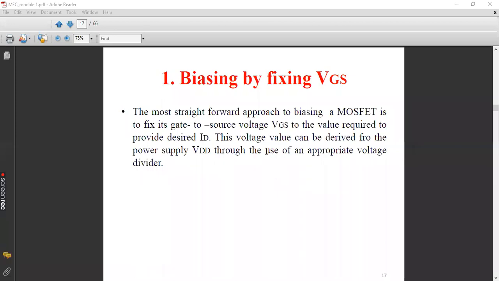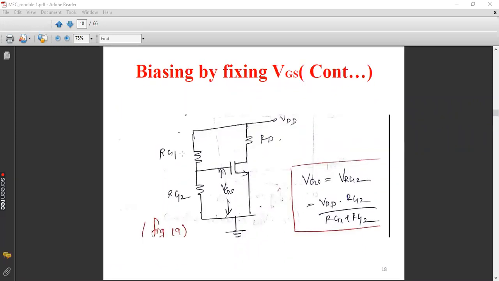Please recall why you are going for biasing: to maintain a constant drain current irrespective of any variation in input signals, input voltage. This is the circuit that we have to fix VGS. So in the circuit, we have shown an N-channel MOSFET, an N-channel enhancement type MOSFET.